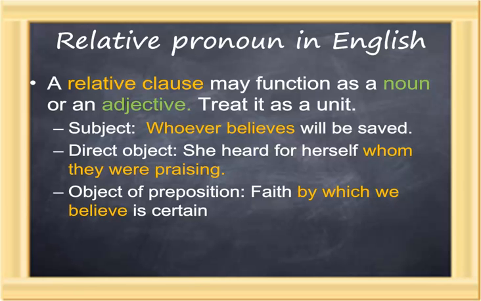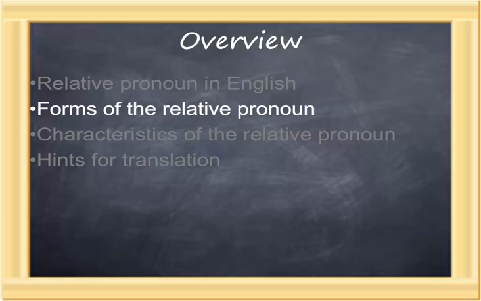And a relative clause may be the object of a preposition. Faith is certain. That's your main clause. Faith by which we believe, the which is the object of the preposition by. It helps to form a relative clause. With that overview of the relative pronoun in English, we now turn to its forms in Greek.